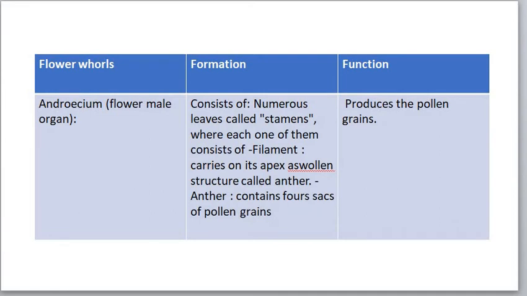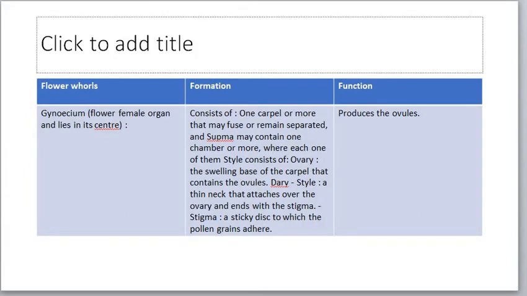The third part, as we said, is the androecium, which is the stamen. It consists of the anther and the filament. The anther has four sacs of pollen grains, and the filament carries the anther, and its function is to produce pollen grains. Here is the female part, which is called the gynoecium, and it consists of the ovary, stigma, and style, and forms ovules.